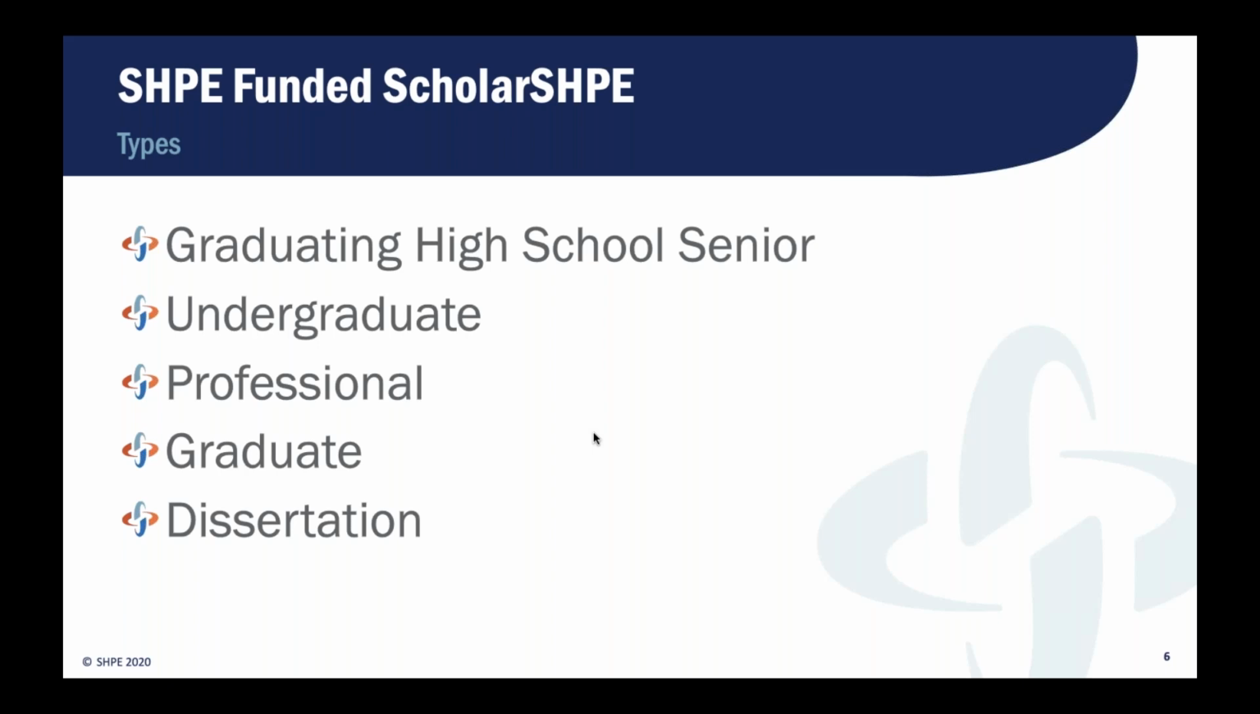Undergraduate scholarship, that is for anybody who is at a minimum at a sophomore level or above. Professional scholarship, that is if you are a professional that is pursuing graduate school in STEM on a part-time status. Graduate scholarship, that means that you are pursuing graduate school in full-time status. And the dissertation scholarship, which is for full-time PhD students.